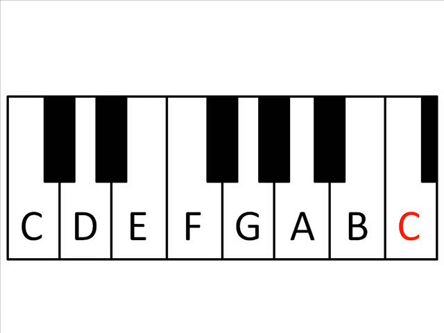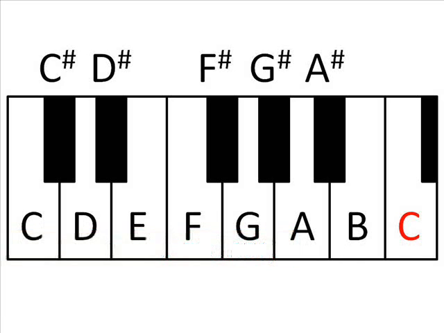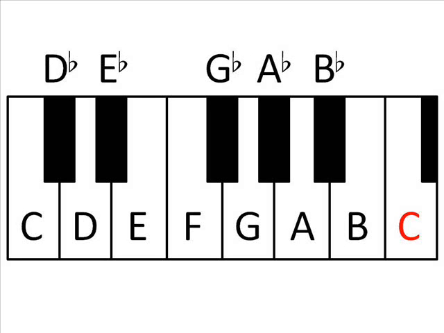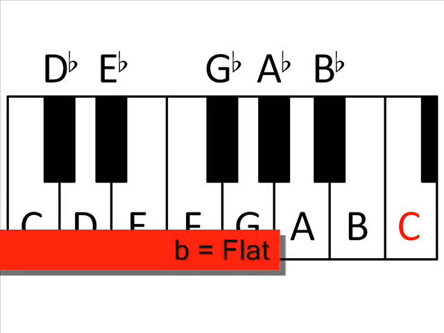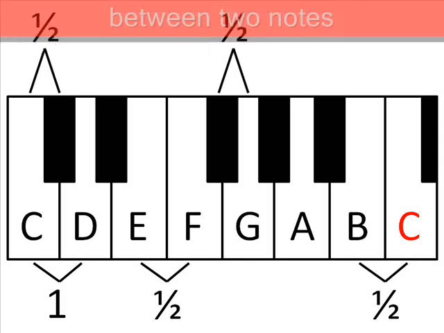A sharp is what happens when you raise a white key up to a black key. As you can see, C sharp is a raised C, a D sharp is a raised D, an F sharp is a raised F, G sharp from G, A sharp from A. Conversely, a flat is what happens when you lower a note. So D flat is a lowered D, E flat from E, G flat from G, A flat from A, B flat from B.